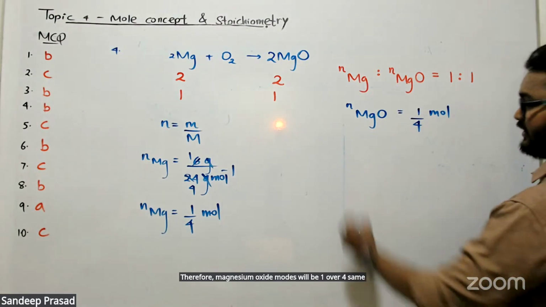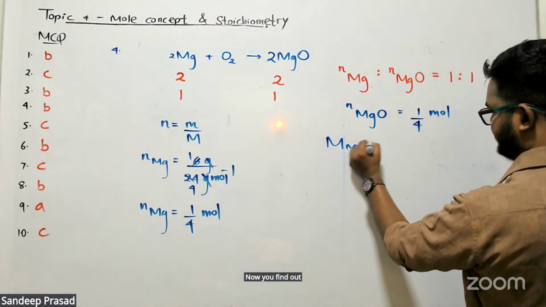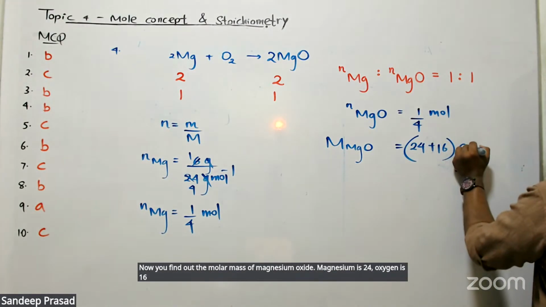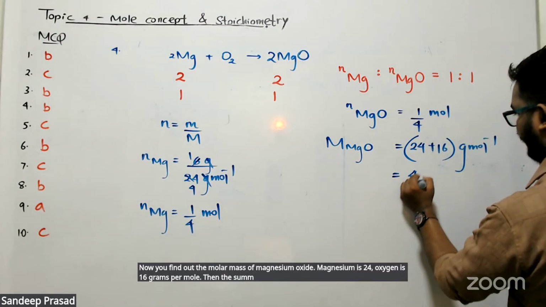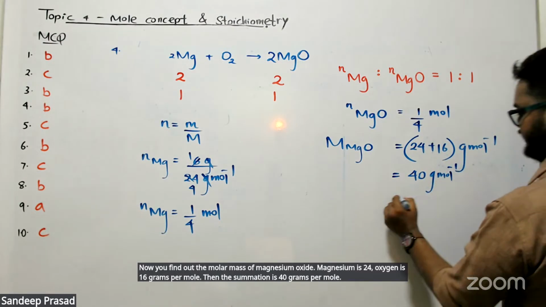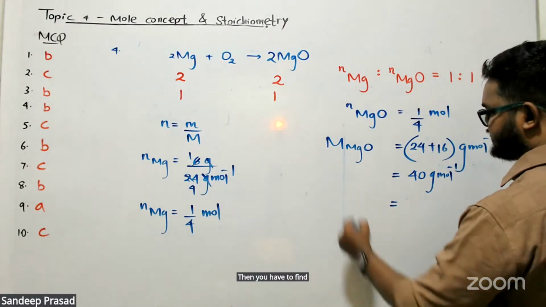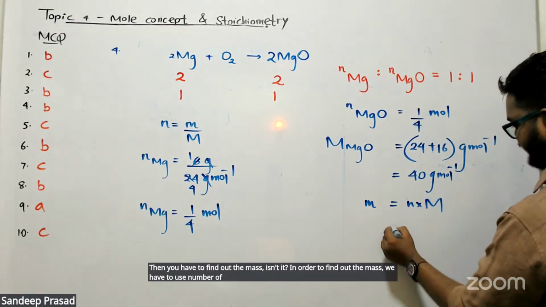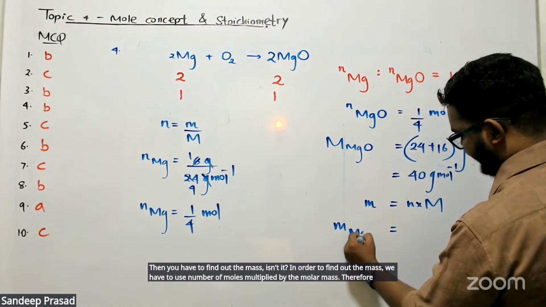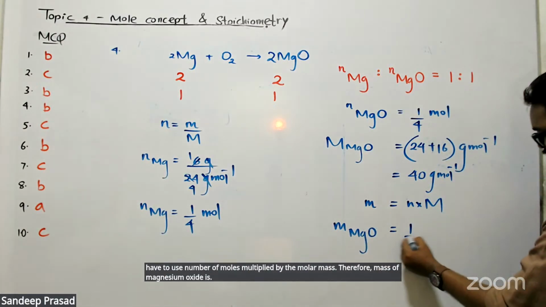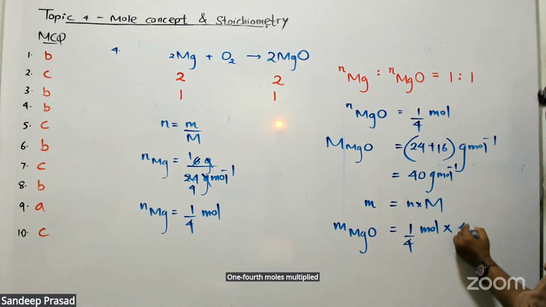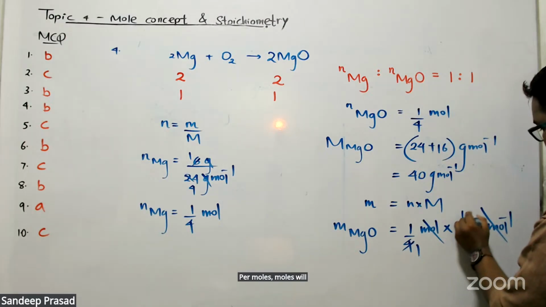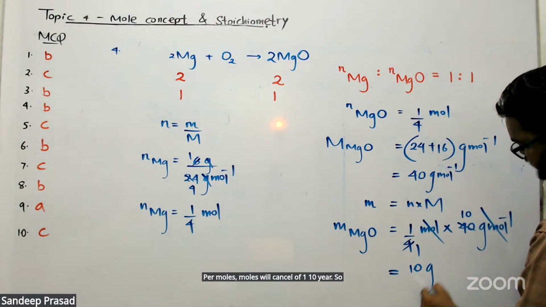Same thing. Now you find out the molar mass of magnesium oxide. Magnesium is 24, oxygen is 16 grams per mole. Then the summation is 40 grams per mole. Then you have to find out the mass, isn't it? In order to find out the mass, we have to use number of moles multiplied by the molar mass. Therefore, mass of magnesium oxide is 1/4 moles multiplied by its molar mass, 40 grams per mole. Per mole will cancel off, 1, 10 here. So therefore, the answer is 10 grams.